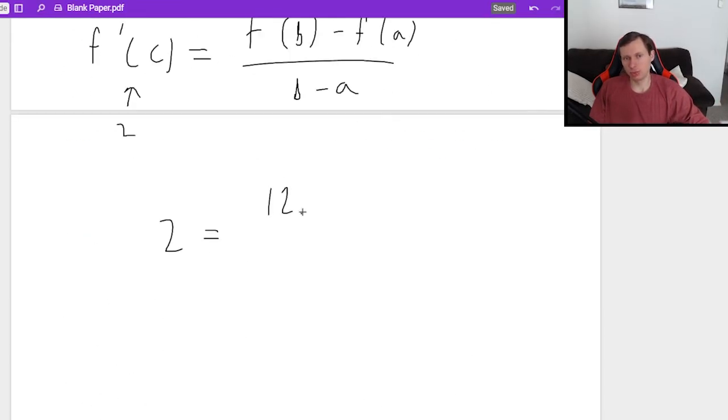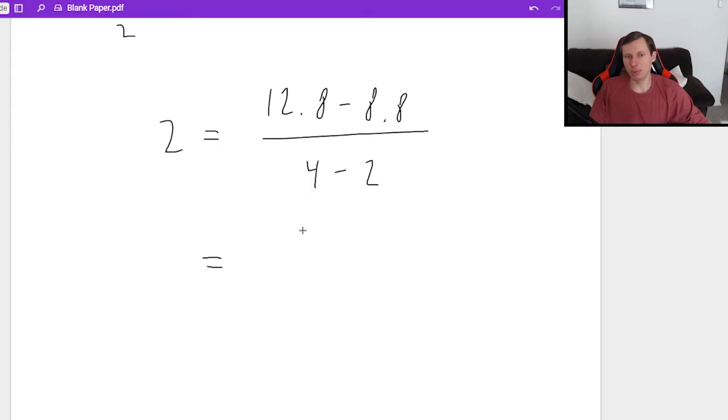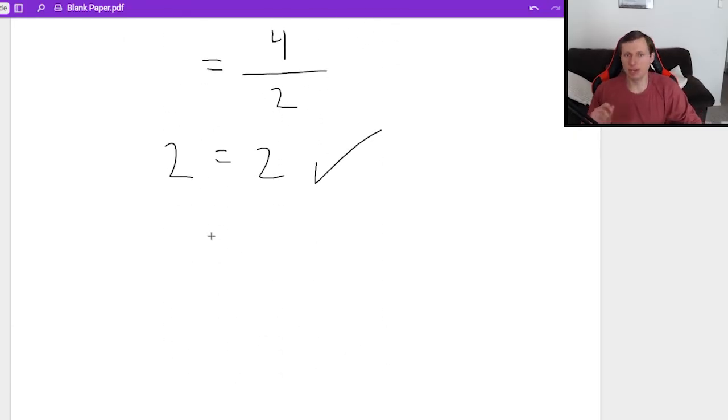So 2 comma 8.8 and 4 comma 12.8. So that's going to be 12.8 minus 8.8 divided by 4 minus 2. 12.8 minus 8.8 is just going to be 4. Divided by 4 minus 2 is 2. Looks like we get 2 there. 2 equals 2. We just proved it using the mean value theorem.